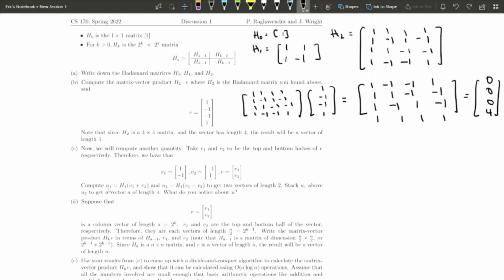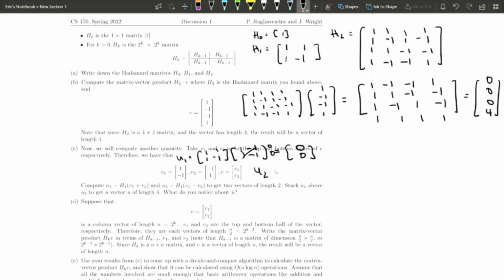So it wants us to compute u1 and u2, where u1 is h1 v1 plus v2 and u2 is h1 v1 minus v2. So let's go ahead and do that. u1 equals 1, 1, 1, negative 1 times v1 plus v2. So let's add these two together and add these two together. And this is just the 0 vector, so we know that the result will just be the 0 vector as well.